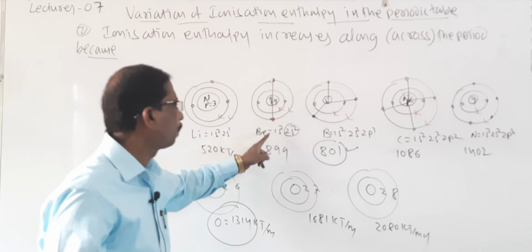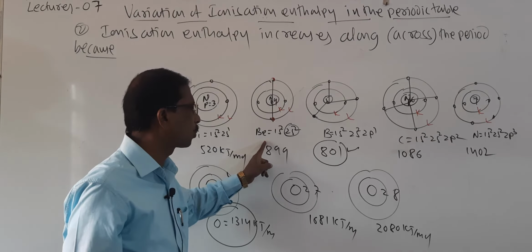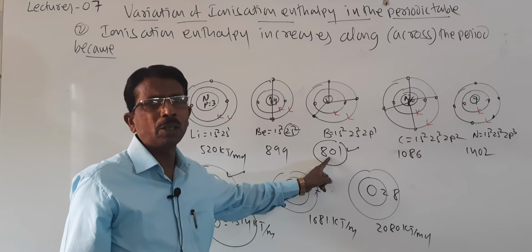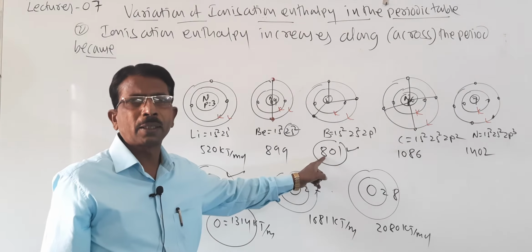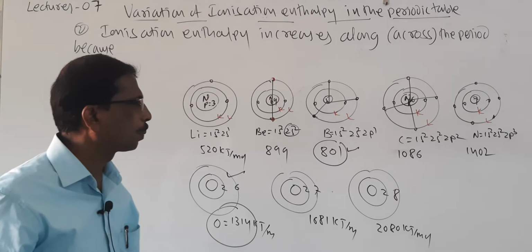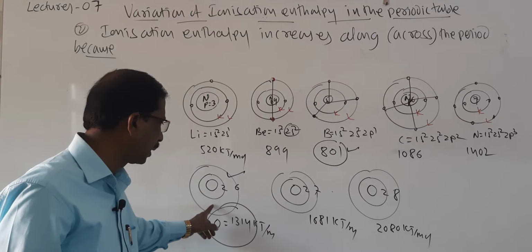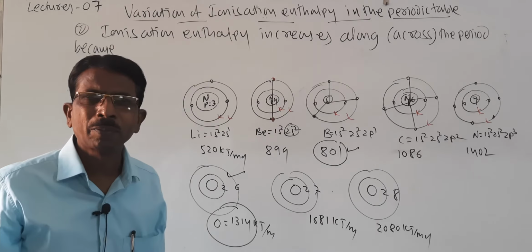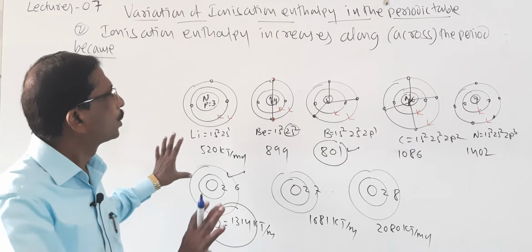ವೈ ದಟ್ ಈಸ್ ಬೆರಿಲಿಯಮ್ ಹ್ಯಾಸ್ 899 kilojoules per mole ಆ್ಯಂಡ್ ಬೋರಾನ್ ಈಸ್ 801, ಗಿವ್ ರೀಸನ್ ಅಂತ ಅನ್ಬೋದು. ಆಮೇಲೆ ಇಲ್ಲಿನೂ ಕೇಳ್ಬೋದು. ಸೊ ನೈಟ್ರೋಜನ್ ಹ್ಯಾಸ್ 1402 kilojoules per mole ಅಯನೈಸೇಷನ್ ಎಂಥಾಲ್ಪಿ, ಬಟ್ ಆಕ್ಸಿಜನ್ ಹ್ಯಾಸ್ 1314 kilojoules. ವೈ? ಇದು ರೀಸನ್ ಕೇಳ್ಬೋದು. ಇದು ಜನರಲ್ ಆಗಿ ನೆನಪಿಡ್ರಿ.